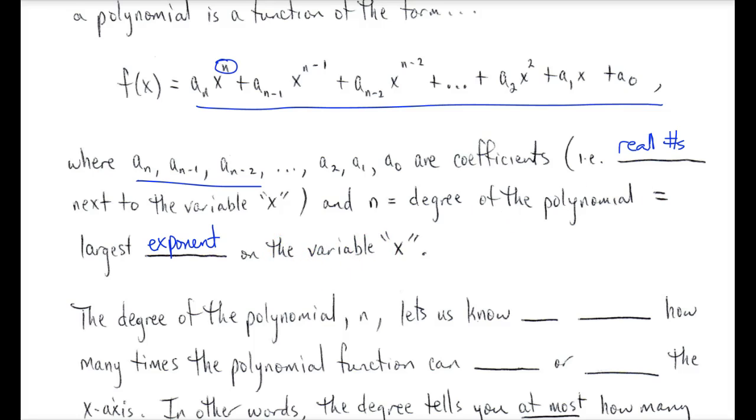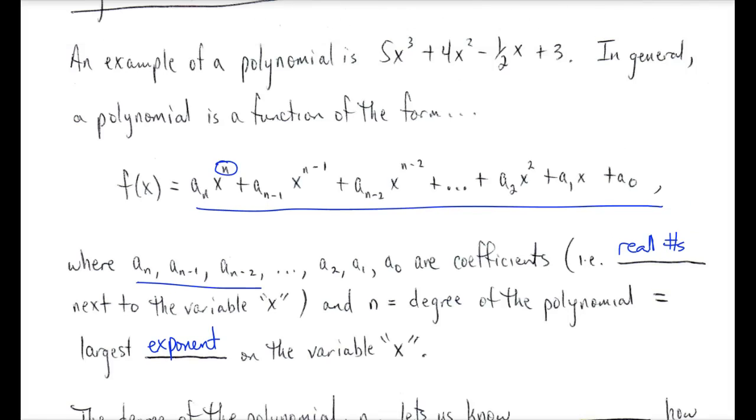So if we go back up and look at our example from the beginning, you'll notice the degree of this polynomial is going to be 3, meaning the highest exponent is 3. And this 5 here would be considered the a sub 3 coefficient. This 4 is the a sub 2 coefficient. Negative 1/2 is considered the a sub 1 coefficient, and 3 is considered the a sub 0 coefficient.